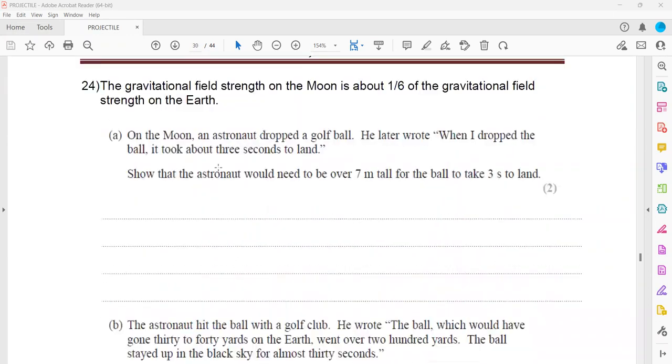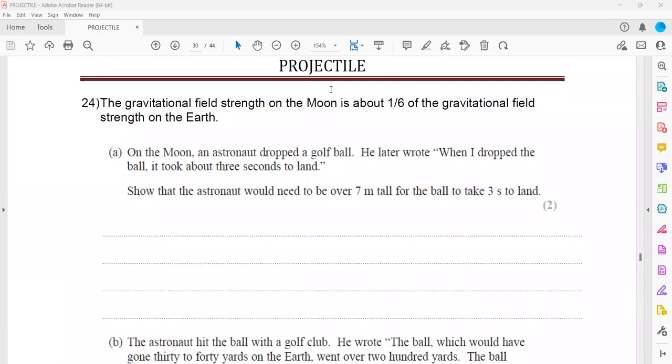In question 24, the gravitational field strength of the moon is about 1/6 of the gravitational field strength of the Earth. On the moon, the astronaut dropped a golf ball. He later wrote, "When I dropped the ball, it took about 3 seconds to land." So the astronaut would need to be over 7 meters tall for a ball to take 3 seconds. So it's up to you.